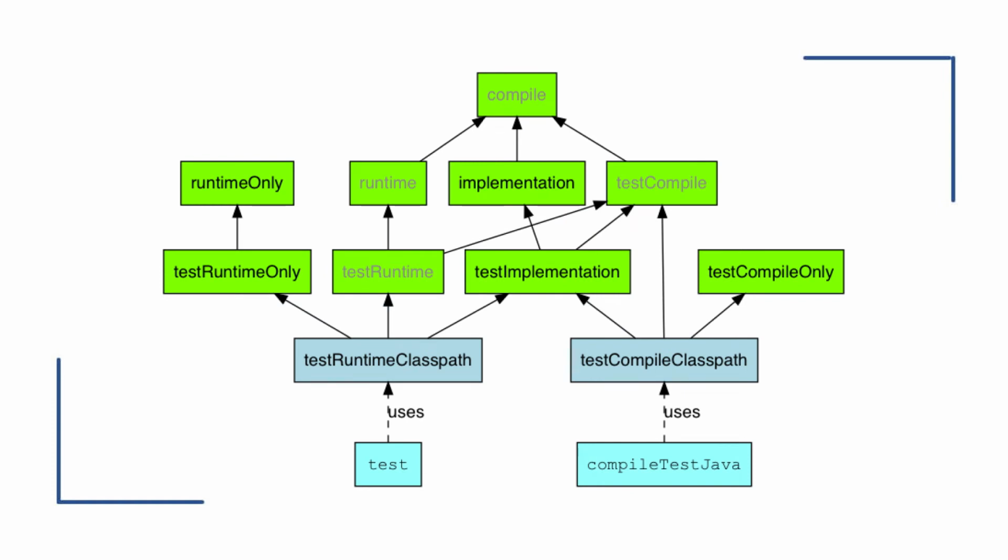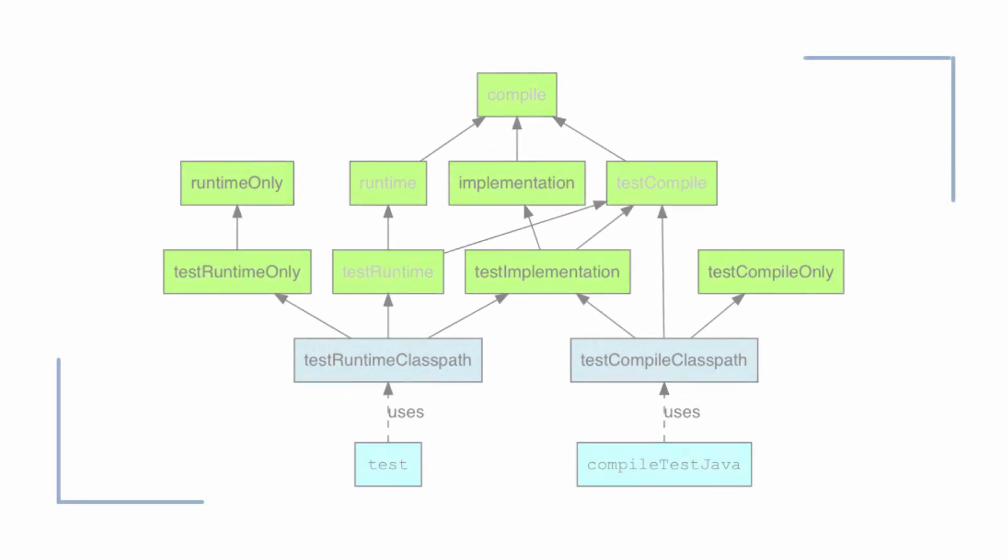Let's add tests to this image and watch it. Nothing too complex. In test runtime classpath would be accessible runtimeOnly, testRuntimeOnly, testImplementation and implementation. In test compile classpath would be accessible testCompileOnly, testImplementation and implementation. I believe that it will help you to visualize how scopes work.